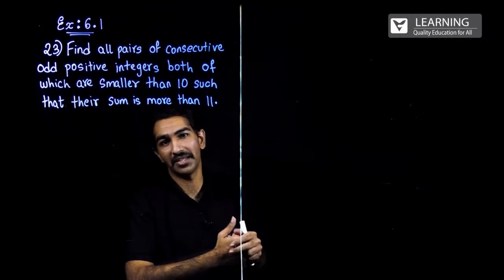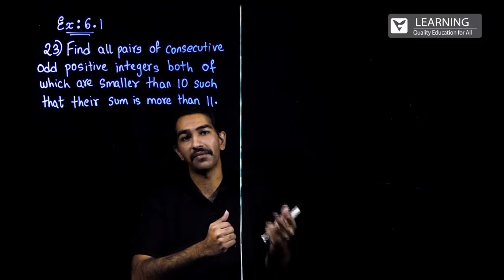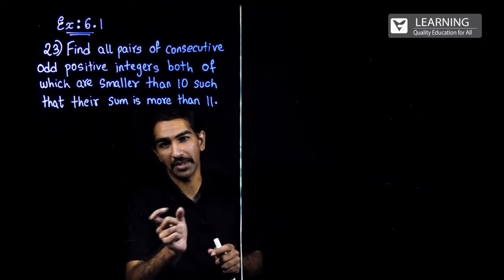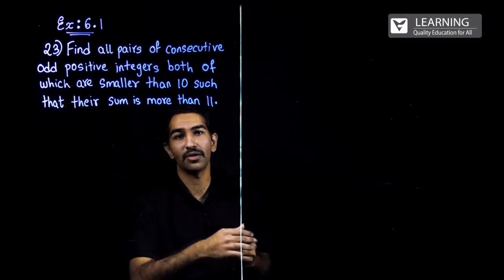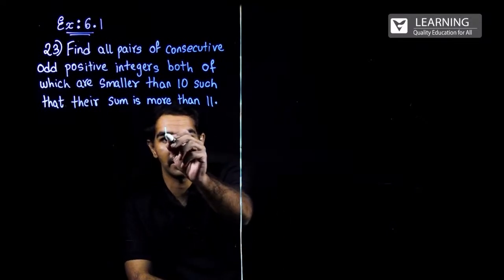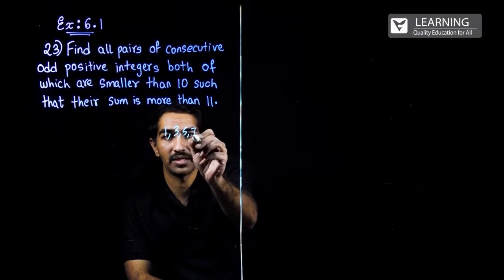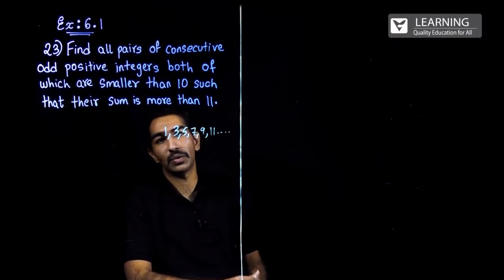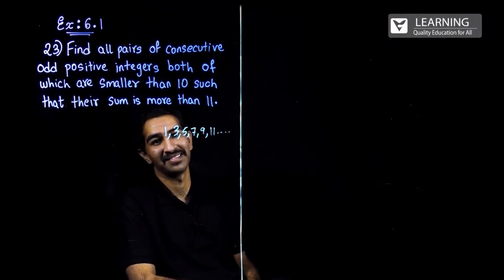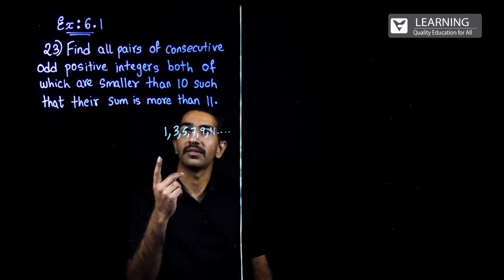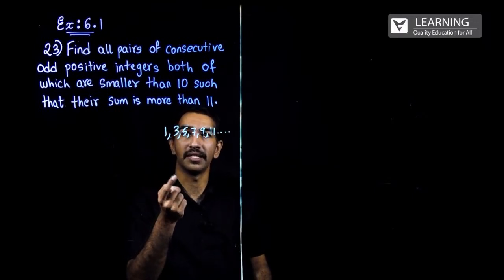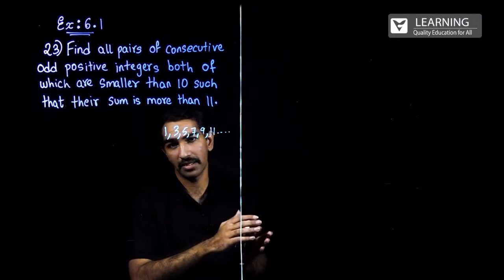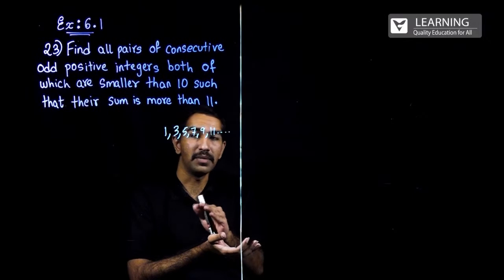So what is the next odd positive number? That is 3, right? The next would be 5, the next would be 7, and it goes on like that. What is the common difference between a series of odd numbers? The series looks like this: 1, 3, 5, 7, 9, 11, and so on. What is the difference here, students? The difference here is 2. So find all pairs of consecutive odd positive integers, both smaller than 10, such that their sum is more than 11.